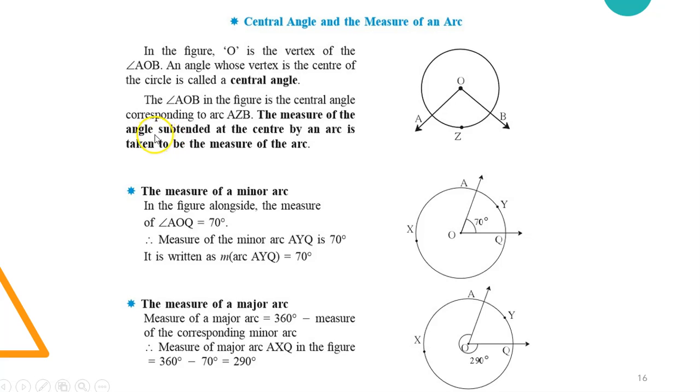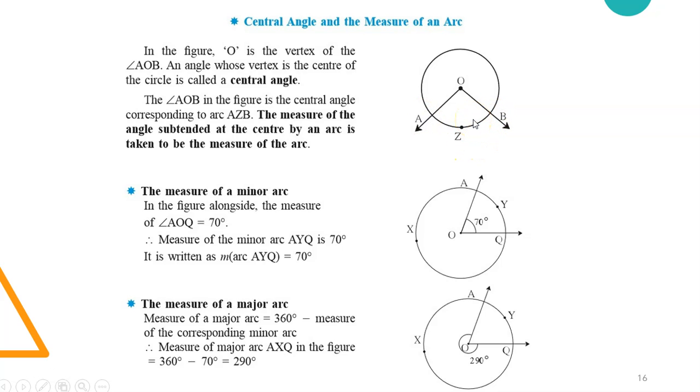The measure of the angle subtended at the center by an arc is taken to be the measure of the arc. So, whatever is the measure of this angle is the measure of this particular arc.